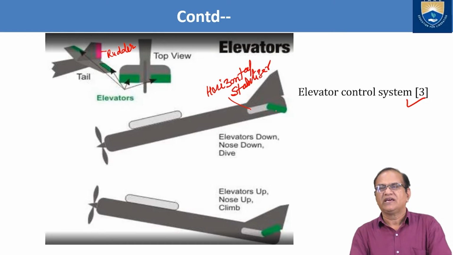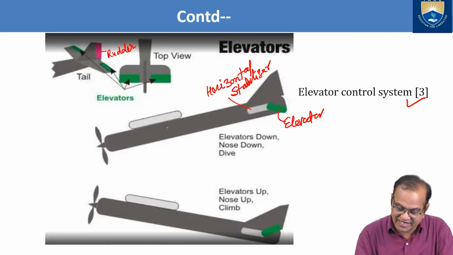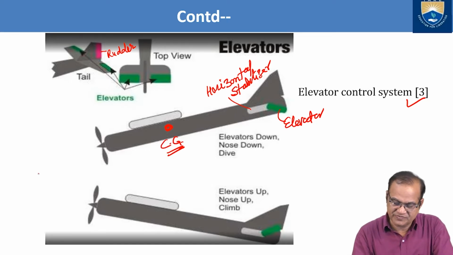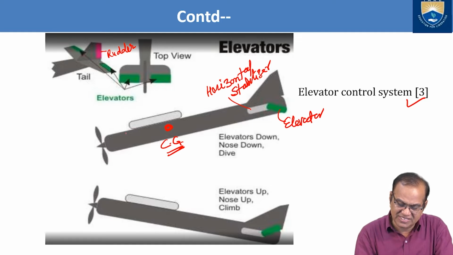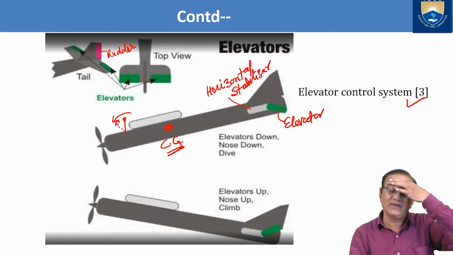This is the horizontal stabilizer and this is the elevator. So what will happen? Here is the center of gravity. I am just assuming this is the CG. So the aircraft is flying. Pilot, this is the stick here. The pilot wants nose down. He will press the stick from here to here. The new position has come. Then what will happen?